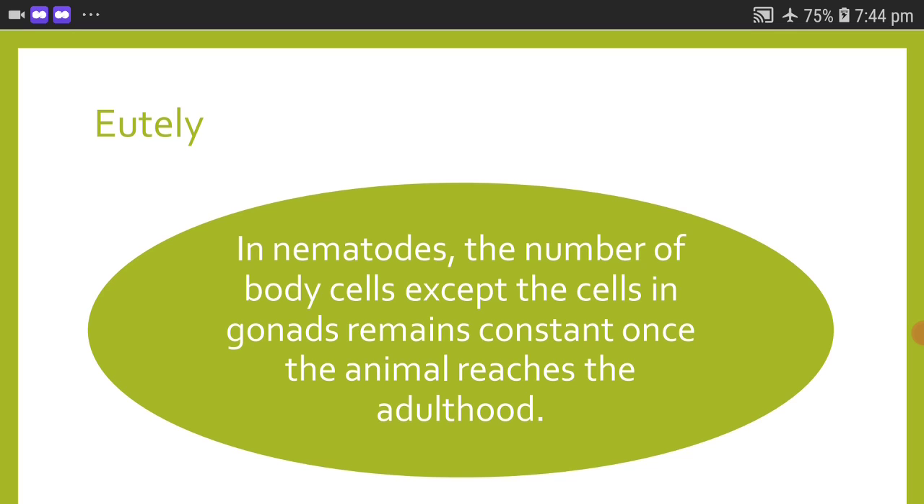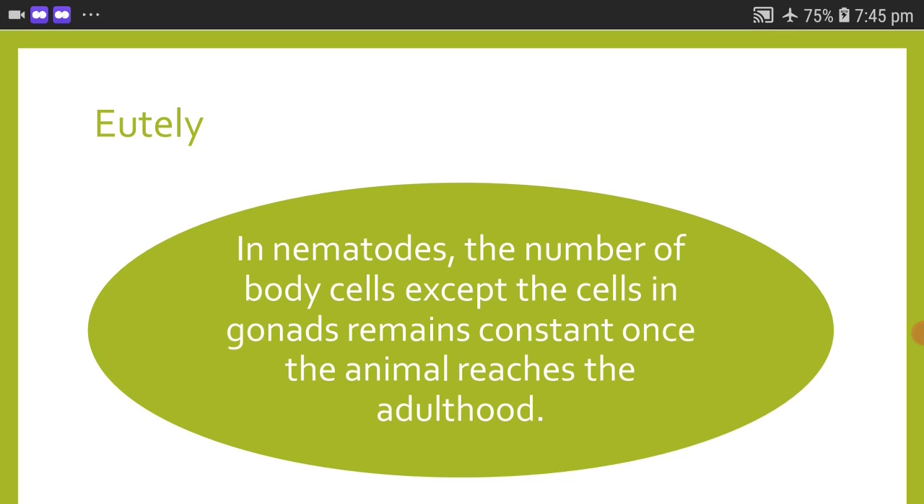In nematodes, the number of body cells except the cells in gonads remains constant once the nematode reaches adulthood. That means once the nematode parasite attains adulthood, the number of cells will not vary. The number of cells will not increase or decrease. This condition where the number of cells is fixed and the fate of each and every cell is sealed is called eutely.